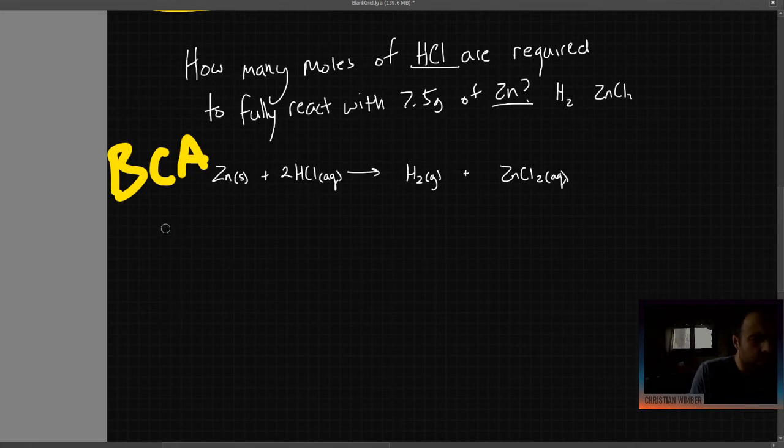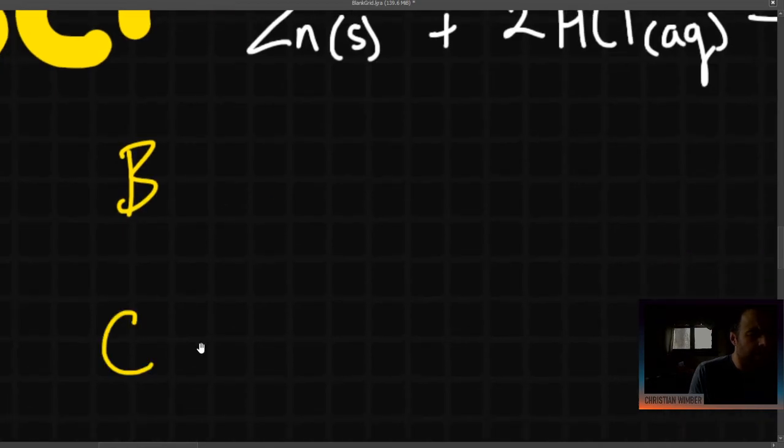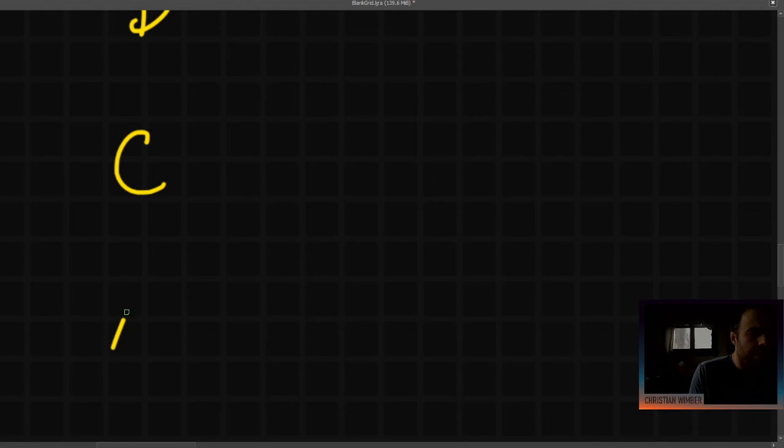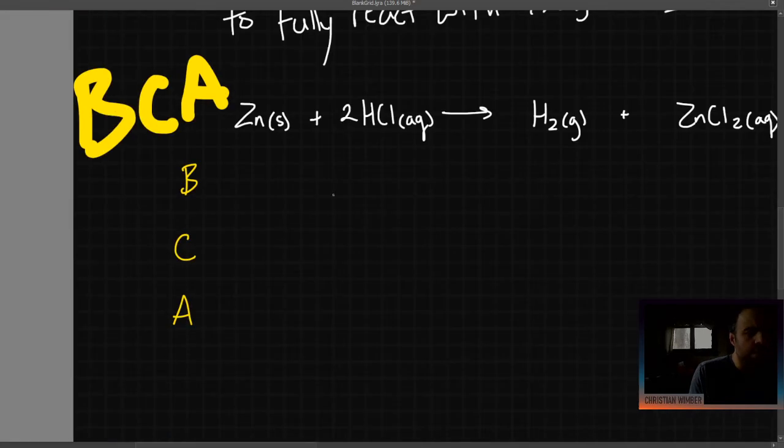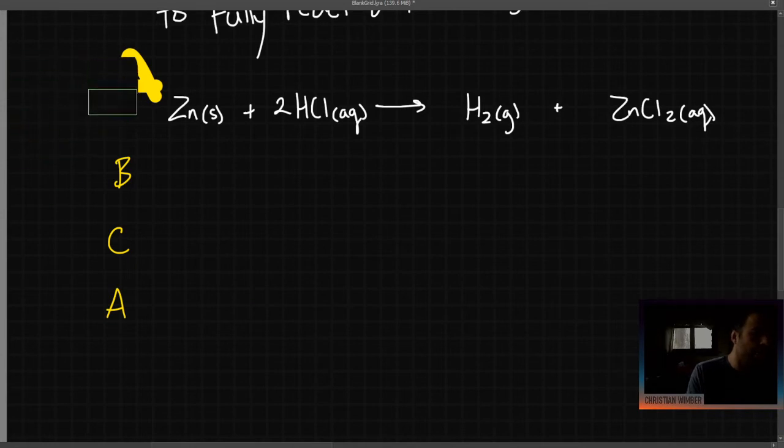In a BCA table, B stands for before, C stands for change, and A stands for after. So we're just thinking about how many of each of these things we have before the reaction, how much is changing during the reaction, and how much is left over afterwards.